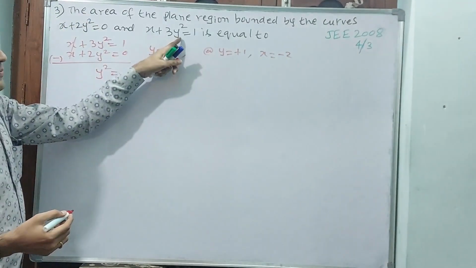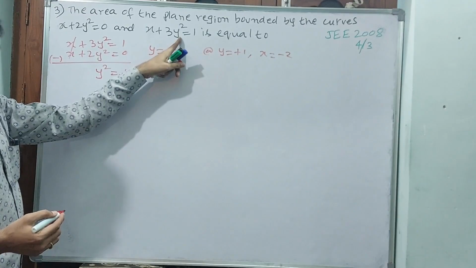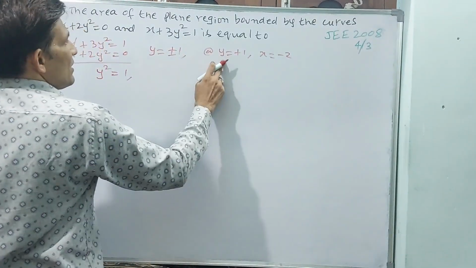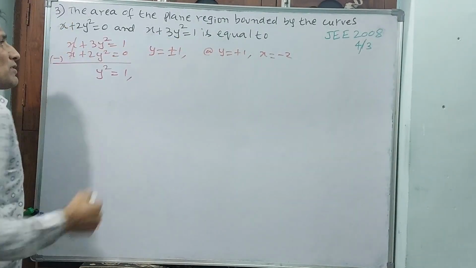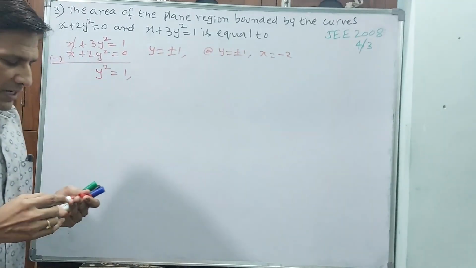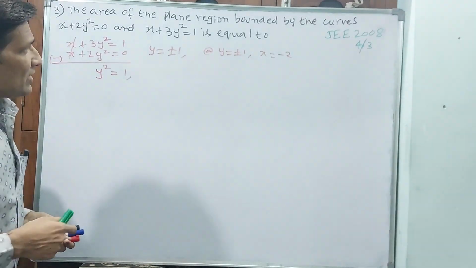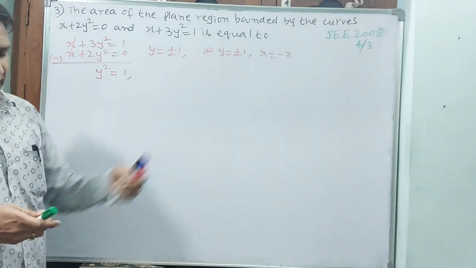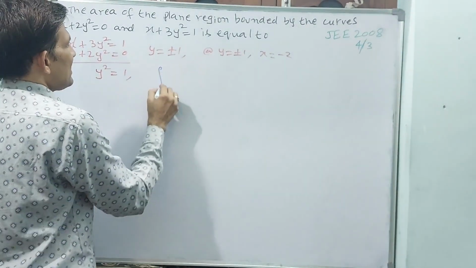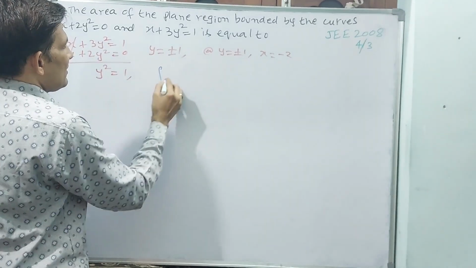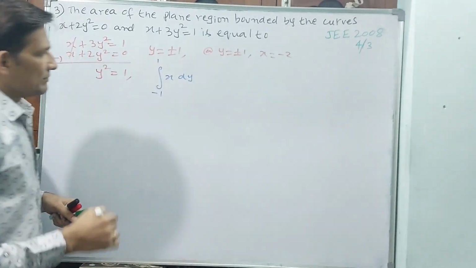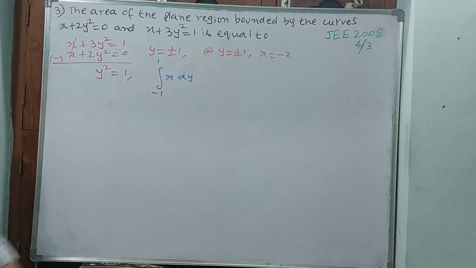Here also, plus 1 only, x is equal to 1 minus 3, minus 2. That means even if you take minus 1 or plus 1, the x value is going to give the same, minus 2 only. Now what do you understand? Here you cannot take y dx, you have to take x dy. Integral x dy you have to take. Y values are from minus 1 to 1.